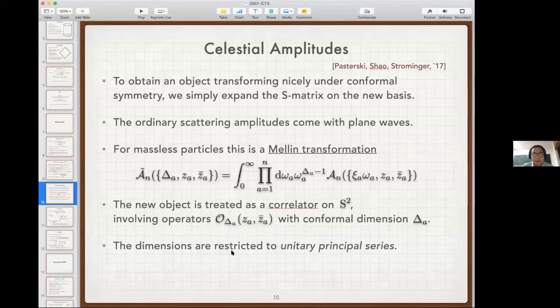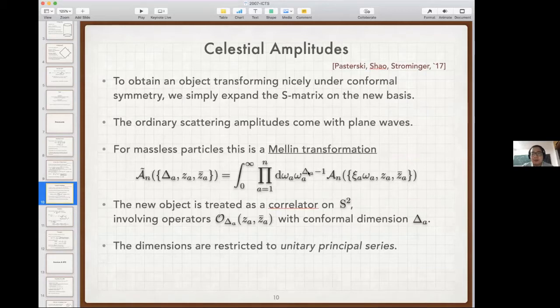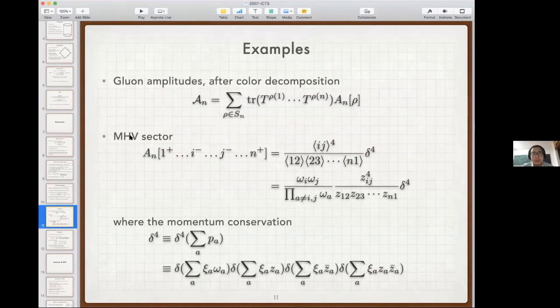Okay. And also, due to this condition imposed by the transformation, we know that this delta cannot pick out arbitrary values, and the value that it can pick up indicates that we should treat the operators entering this correlator as living on the unitary principal series. Okay, this is just from the observation of their conformal dimensions. And so, for example, if you take the gluon amplitude, like the MHV amplitude that we talked about just now, and here I'm talking about the planar amplitude obtained after doing a color decomposition.